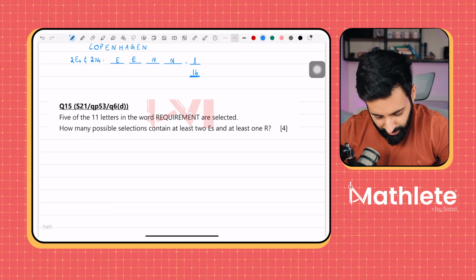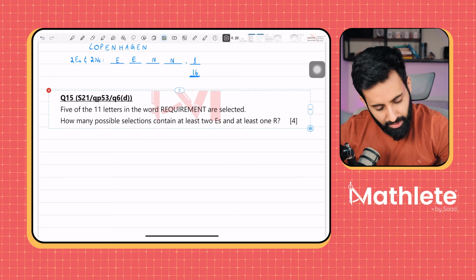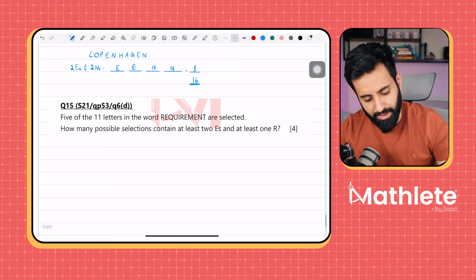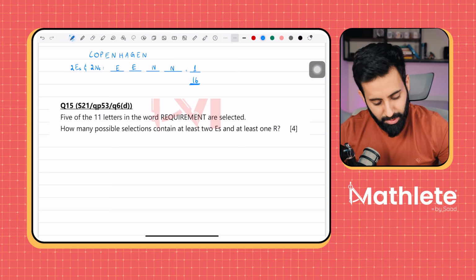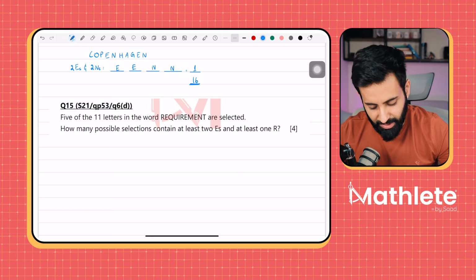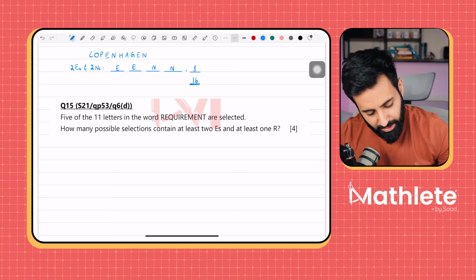Now, I guess this is the last question. Let's see what this says. 5 of the 11 letters in the word REQUIREMENT are selected. How many possible selections contain at least 2 E's and at least 1 R? Okay, at least 2 E's and at least 1 R.